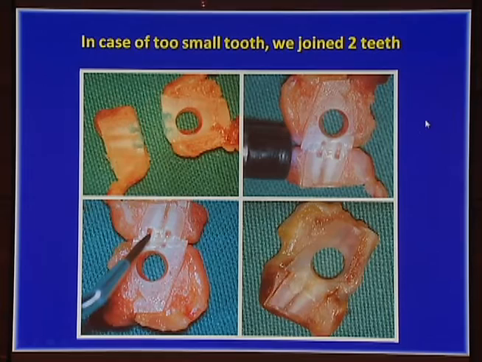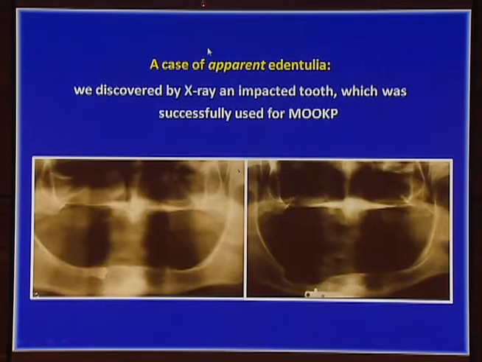This is quite interesting. It's a case of apparent edentulia. Apparently, this woman had no teeth available. But she told us that many years before she had done an X-ray, and the dentist told her there was something there. We repeated the X-ray, and we found out there was a hidden tooth, an impacted tooth, which was used. That was the bone repaired. And it was used successfully for MOKP.